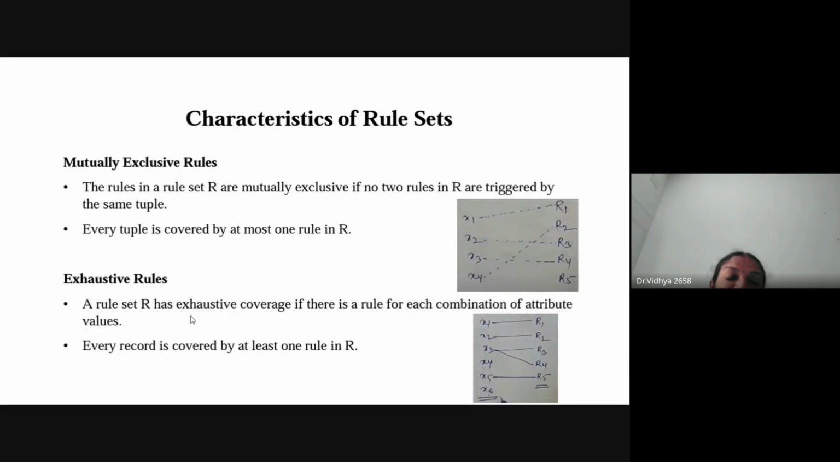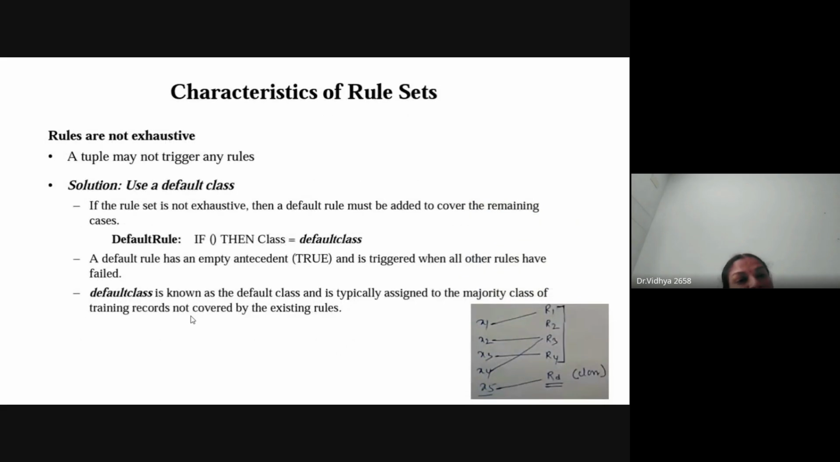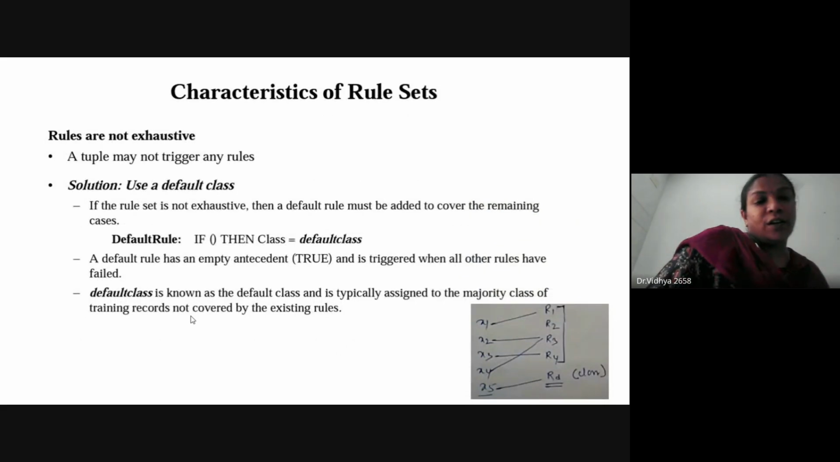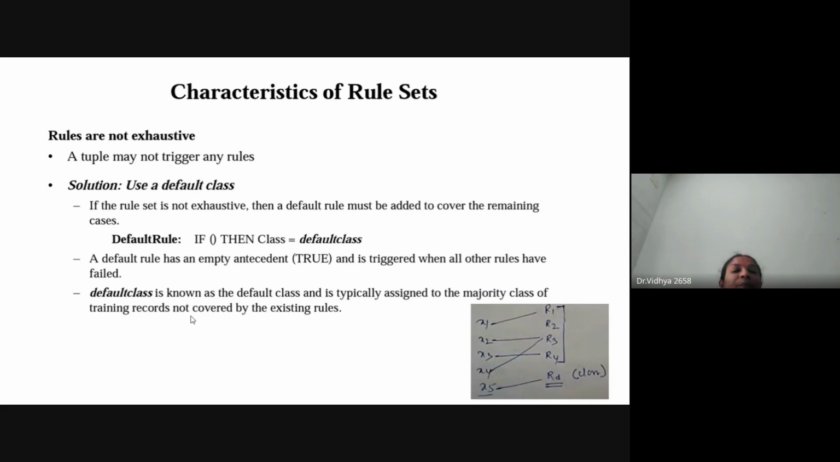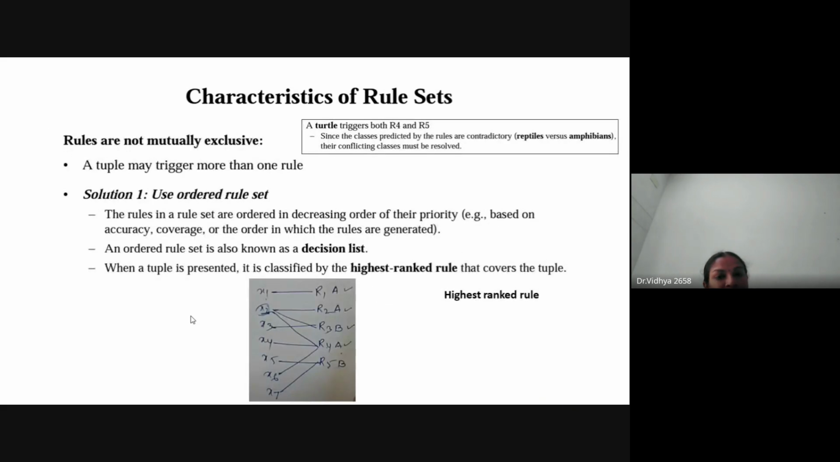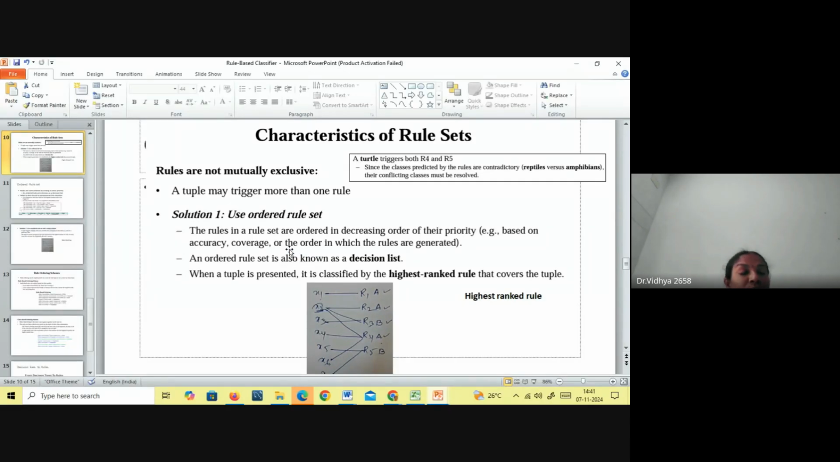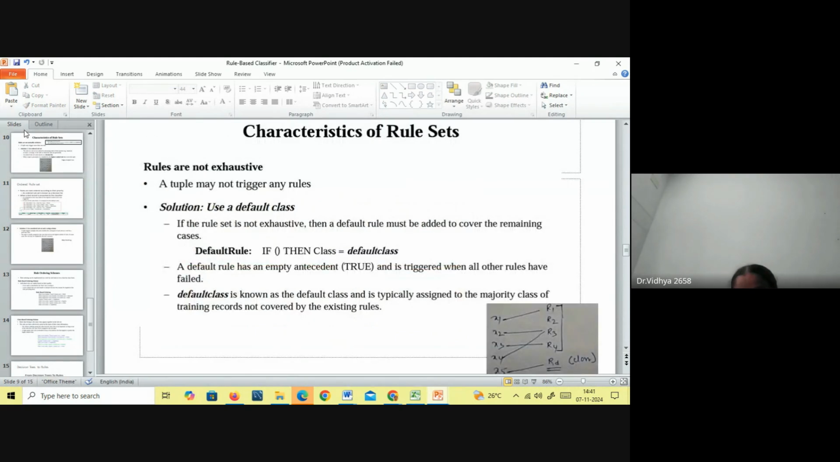Next, the outline characteristics of a rule-based set. So what are the rule-based sets we may have? Mutually exclusive, exhaustive rules, and also non-exhaustive. A tuple may or may not trigger any rule, and it may trigger more than one rule too. So it may be rule 1, and similarly it may be rule 2 also.